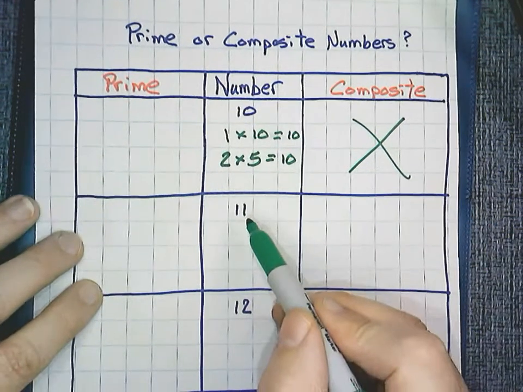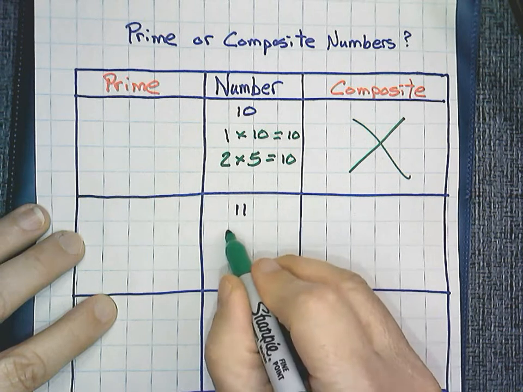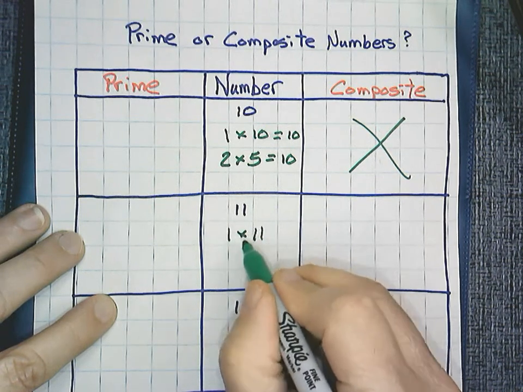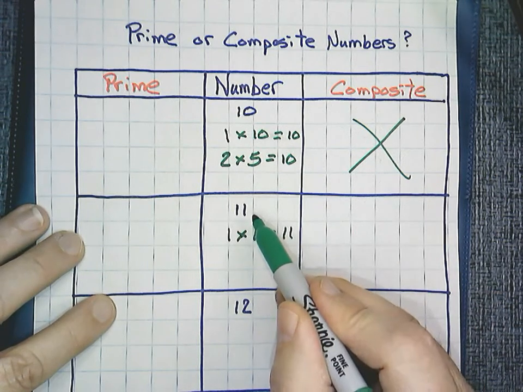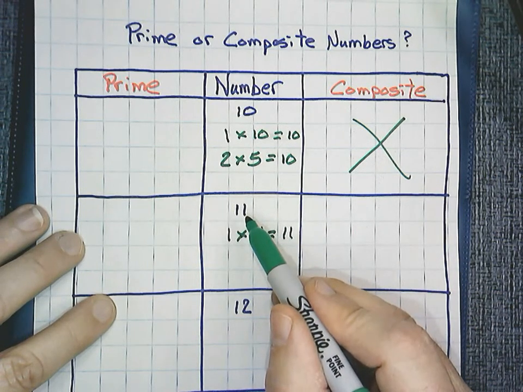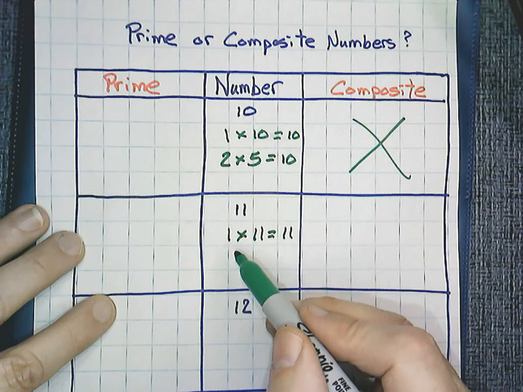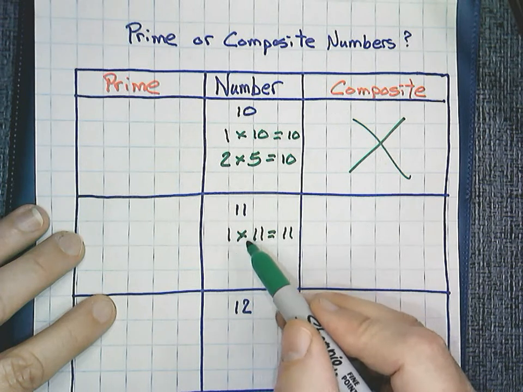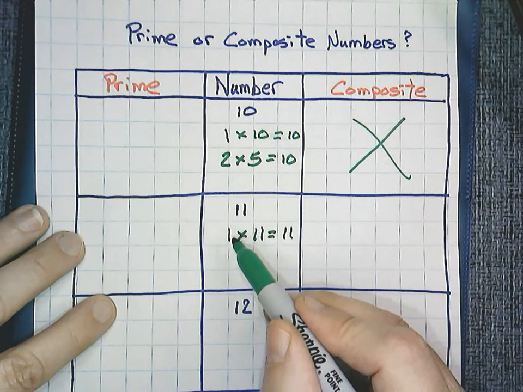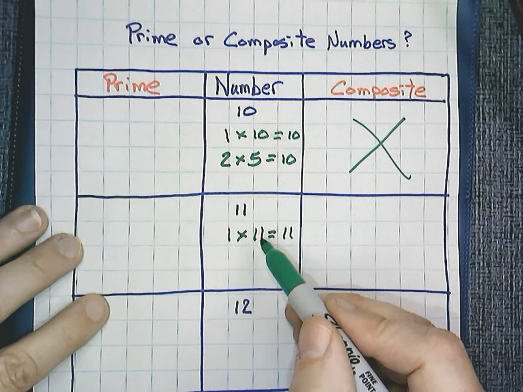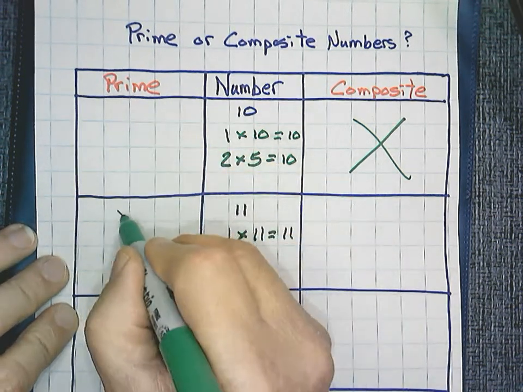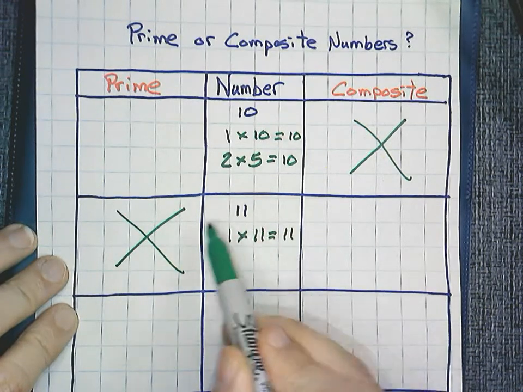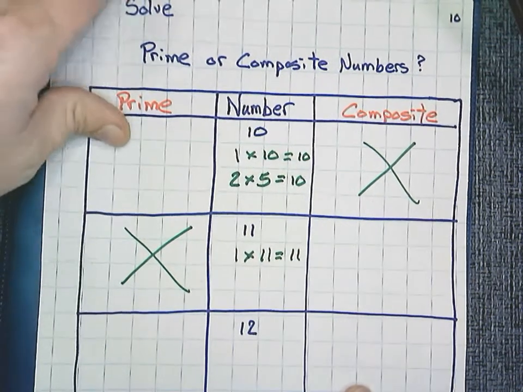How about 11? 1 times 11 is equal to 11. Is there any other way? Can't use 2. Can't use 3, 4, 5. So there is no other way. So I'm only looking at 1, 2. Remember, the definition of a prime number is only 2 factors. So 11 is a prime number.